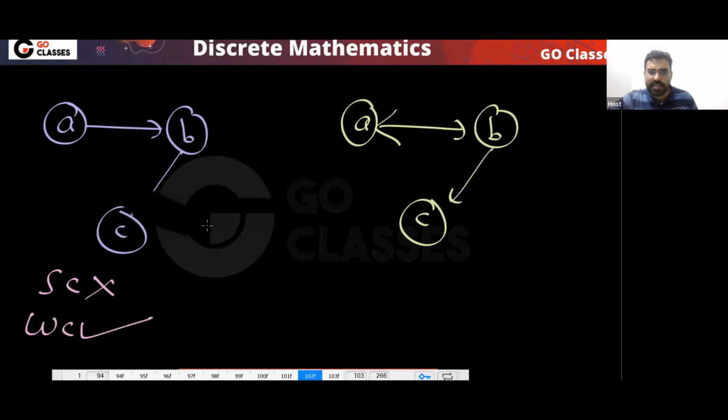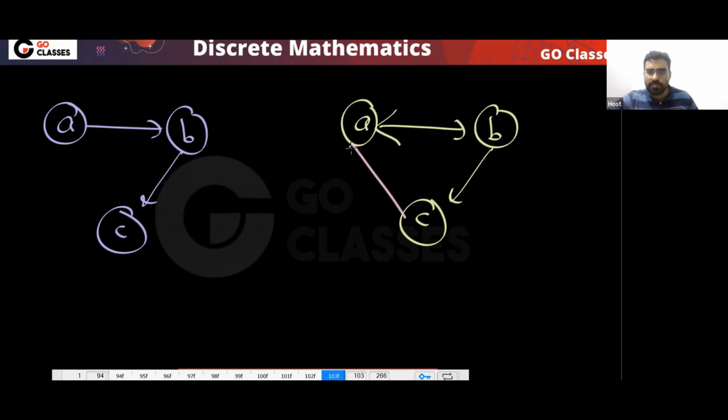What is the underlying graph? See, this is the underlying undirected graph. Just remove the direction. So this underlying undirected graph is connected. This is also not strongly connected, but this is weakly connected.